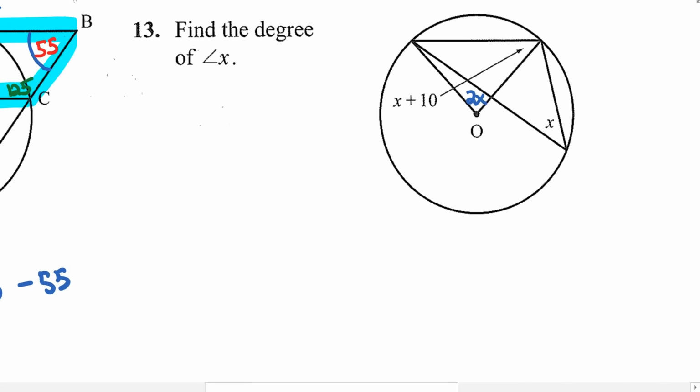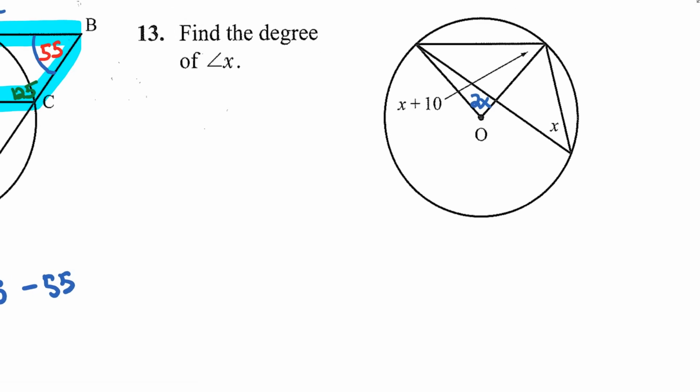Okay, so I know that middle angle is going to be 2x, and now we know that this green side is a radius, and this green side is also a radius. So now I have an isosceles triangle right here in blue. And what that means is the corner angles here in red are the same. So the corner angles have a value of x plus 10.